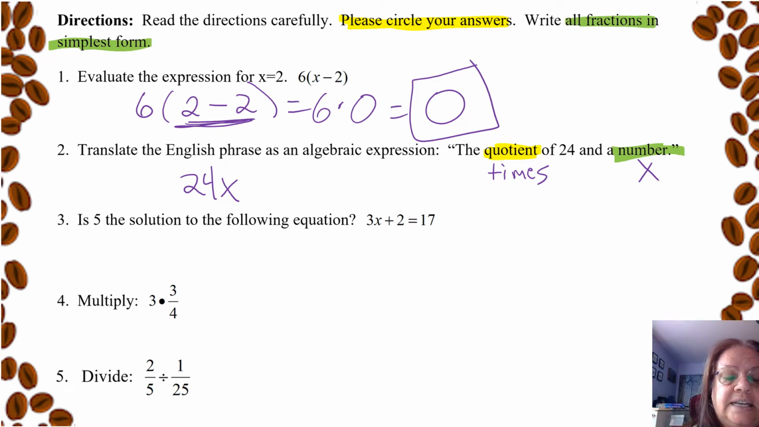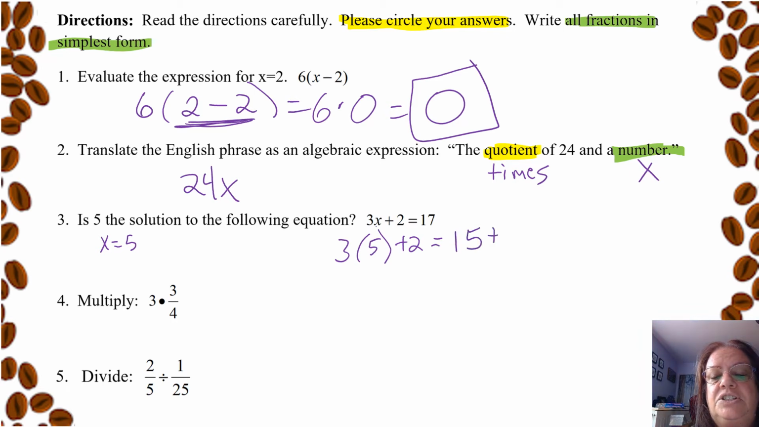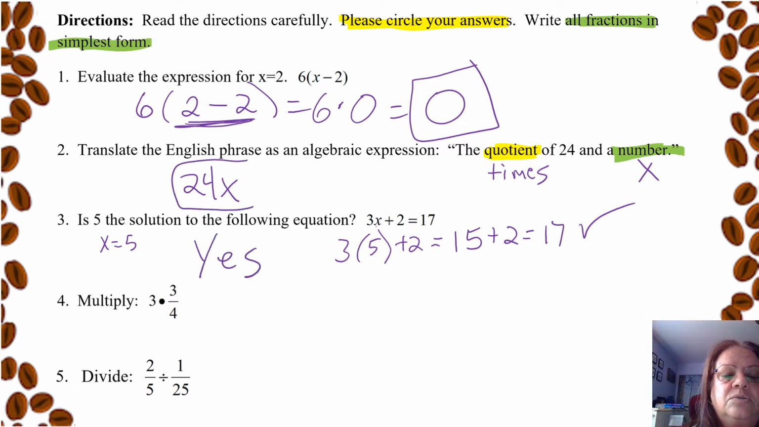Is 5 the solution of the following equation? So what this is telling us is that plug in 5 and see if it works. So I end up with 3 times 5 plus 2. Well, that's 15 plus 2, which is indeed 17. So yes. See, I forgot to square box or circle my answers. All right.